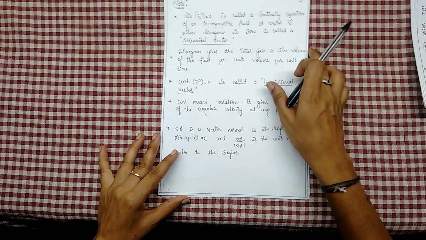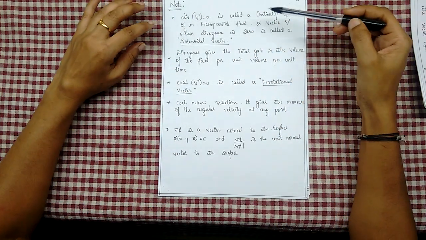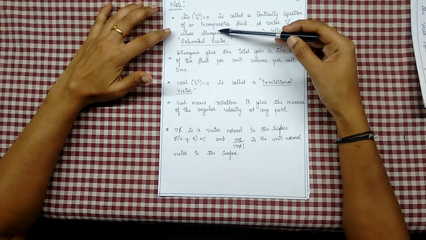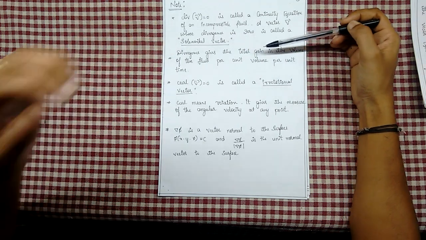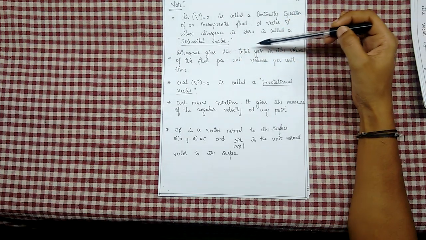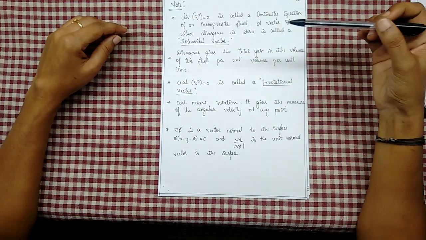Next we have some more notes. Divergence of a vector field: divergence of vector v equal to 0 is called the continuity equation of an incompressible fluid. A vector v whose divergence is 0 is called a solenoidal vector. Vector divergence gives the total gain in the volume of the fluid per unit volume per unit time.